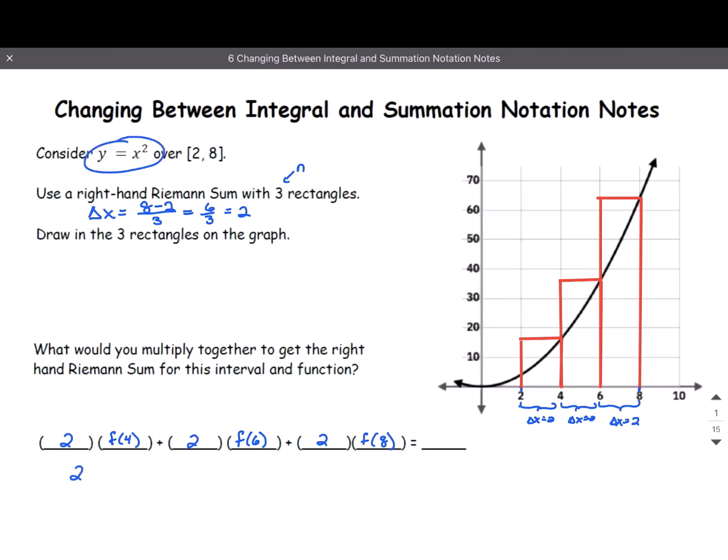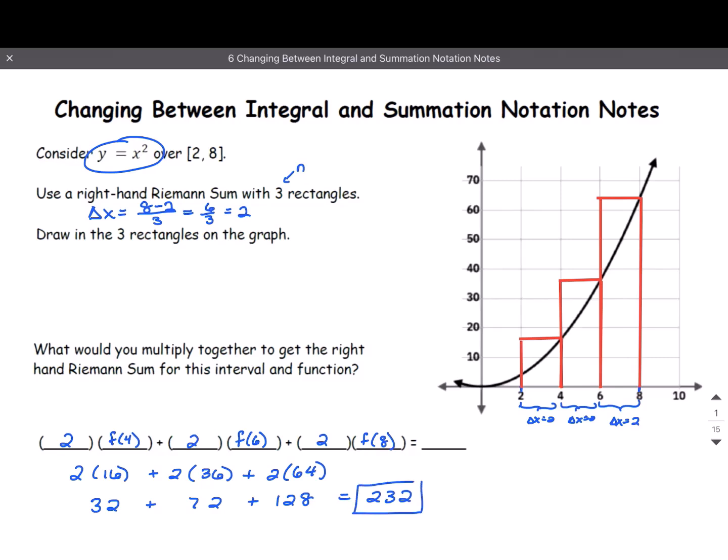Now remember, our function is y equals x squared. So 4 squared is 16, plus 2 times 6 squared is 36, plus 2 times 8 squared is 64. So that's going to give us 32 plus 72 plus 128. That's 232. And there's our sum.